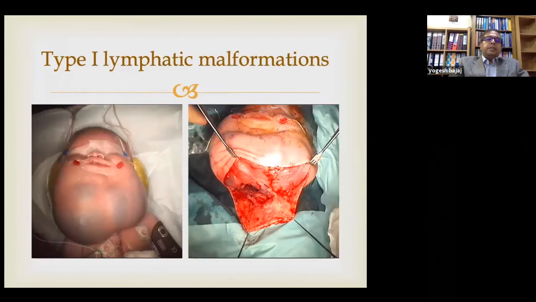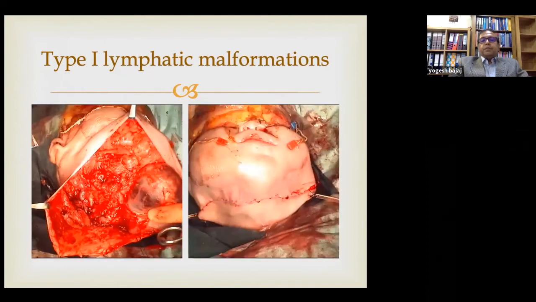This is another child, an extremely large swelling. Of course, these get picked up on antenatal scans. This one was picked up, had a tracheostomy, and of course, the large lymphatic malformation was excised with good results.